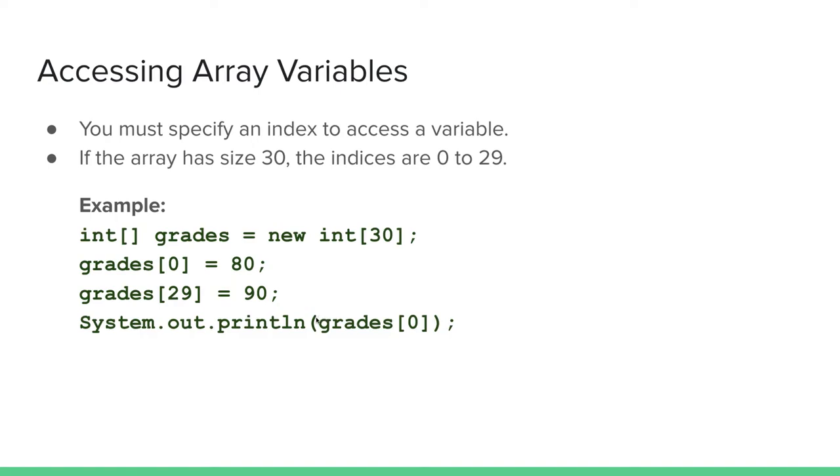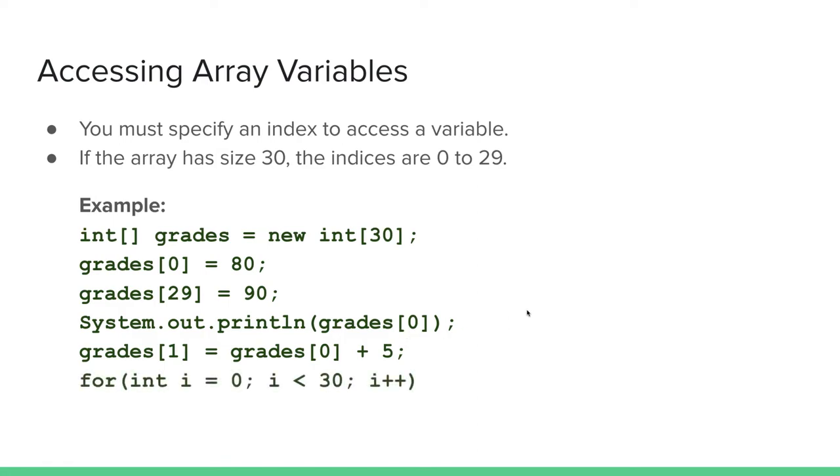Then we can access each index and read the value. In this case, grades index 0 will return 80, and then it will print 80 on the screen. We can also access an element in an array with the index and then use it to assign new values to another index in that array.